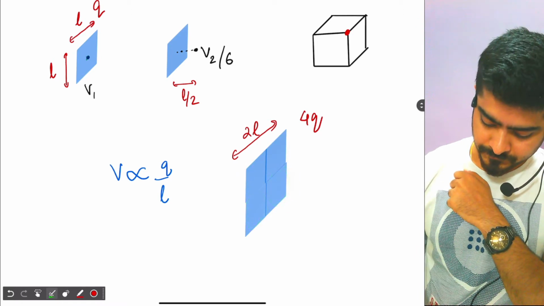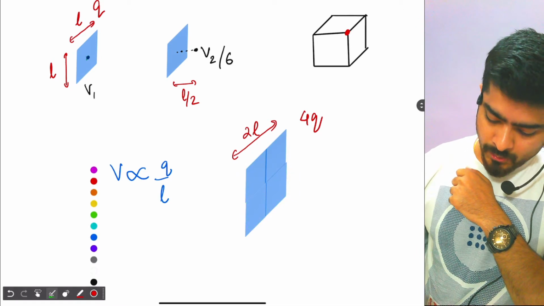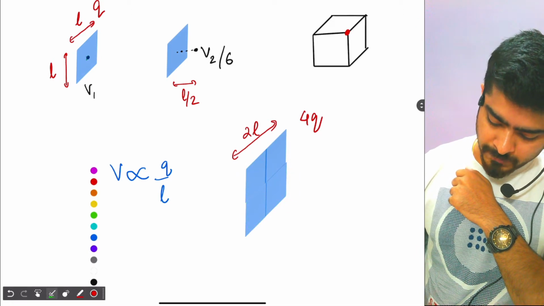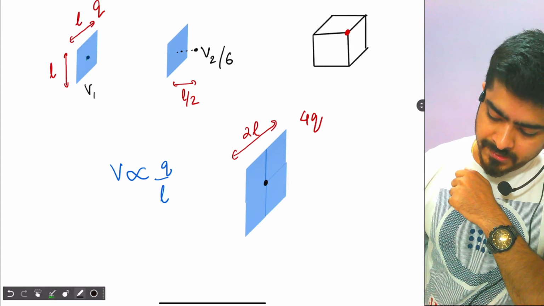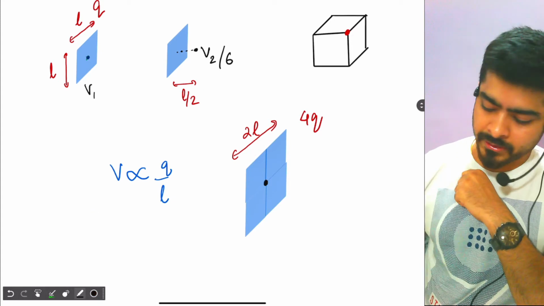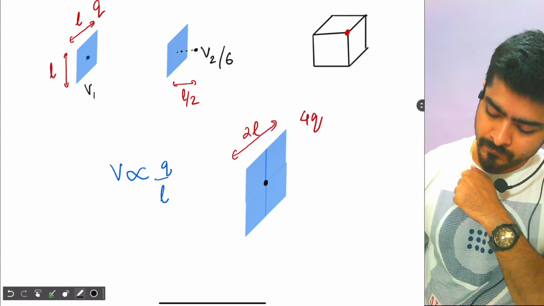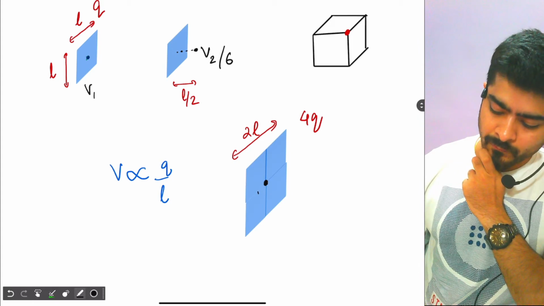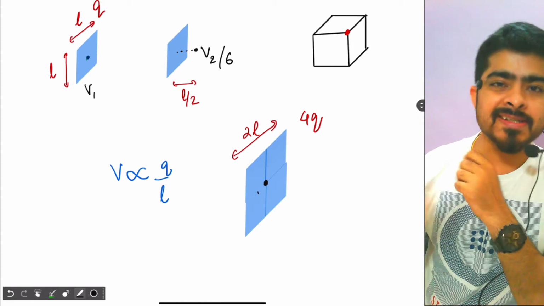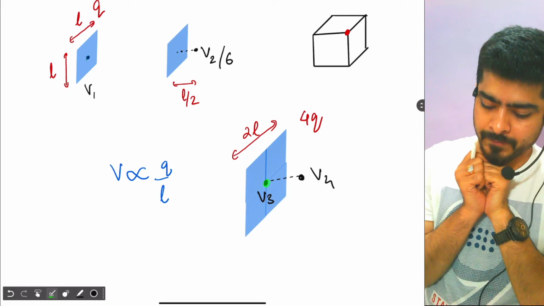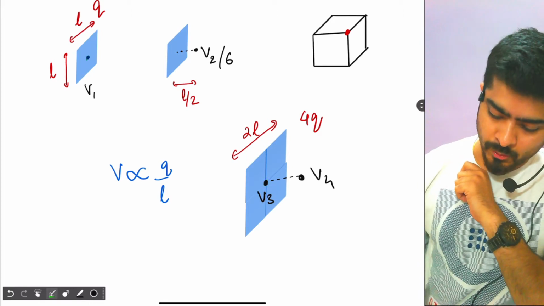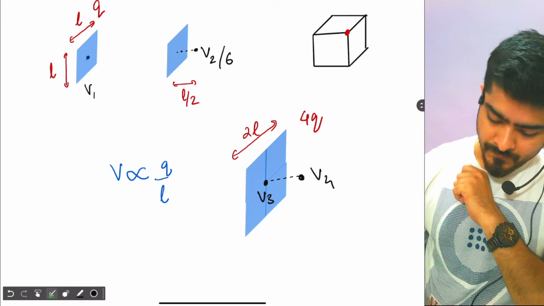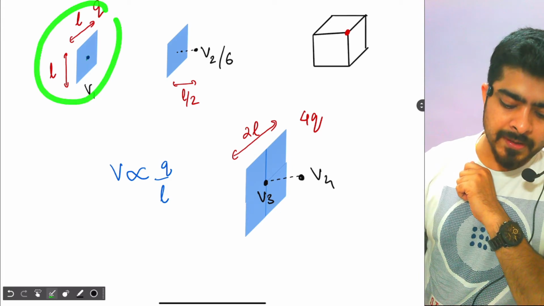Now I want to find the potential at two special points. First is this one. So here the potential will be V3, and I want to find the potential over here, V4. Now first of all, V3 is at the center of the larger square plate. For the smaller plate, potential is V1.